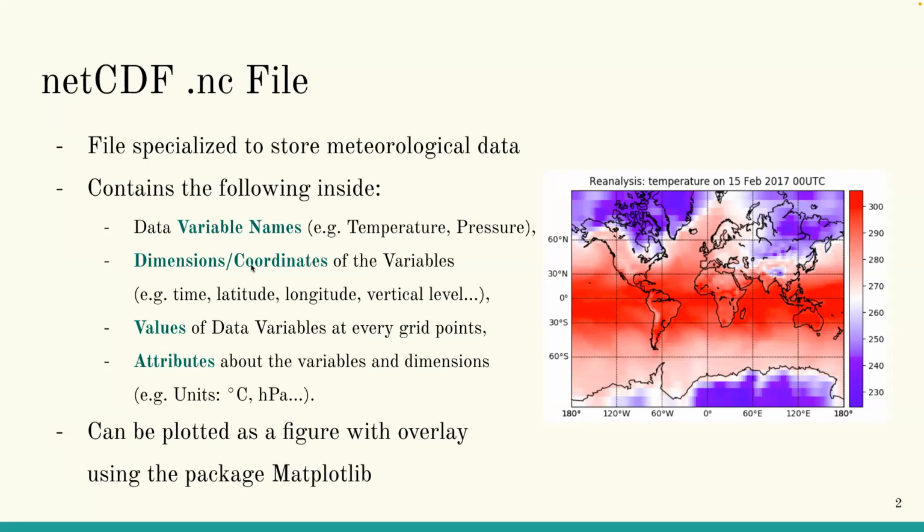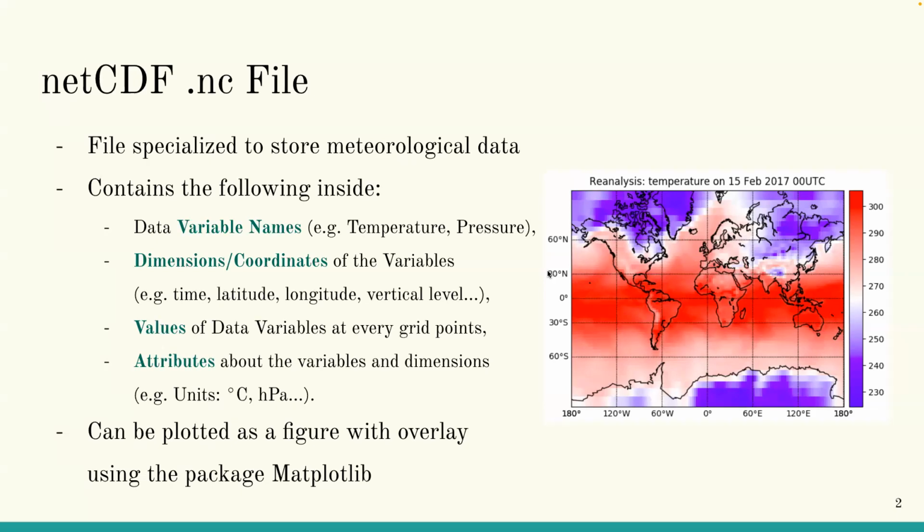And also we need to know the dimensions, because here you can only see 2D, two-dimensional data, right? In the data, it's probably 3-dimensional or even 4-dimensional, right? So time, latitude, longitude, vertical level, so it's 4-dimensional here. And also, of course, the values of the data. So each of the points, what does it contain? And also the attributes, for example, temperature, there are many units for temperatures.